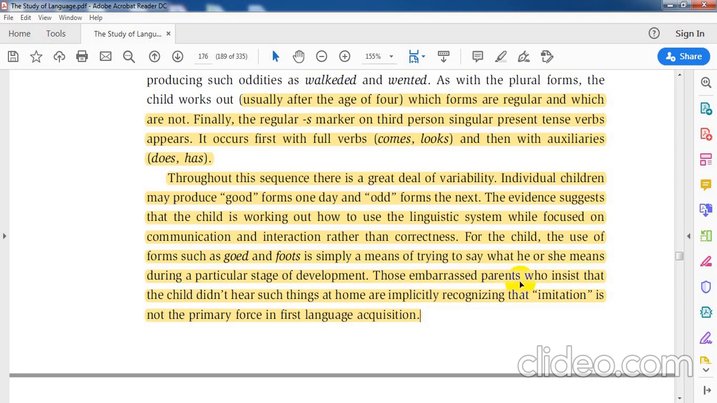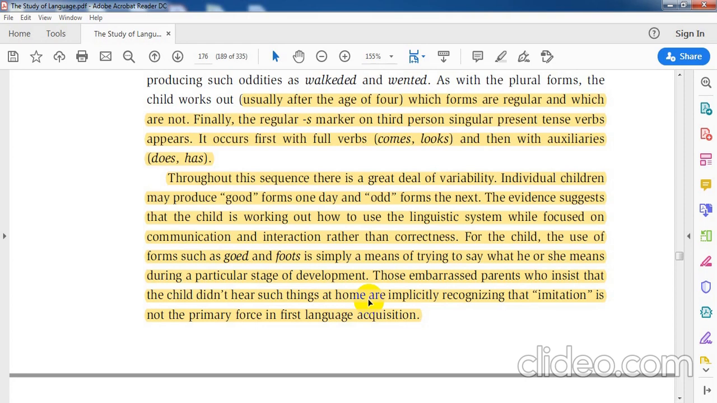Those embarrassed parents who insist, you see, that the child didn't hear such things at home, are implicitly recognizing that imitation is not the primary force in first language acquisition. Now, what is astonishing here, we have parents who insist that their children never hear such forms like goad or foods. This gives us evidence that the theory of imitation is unsuccessful.